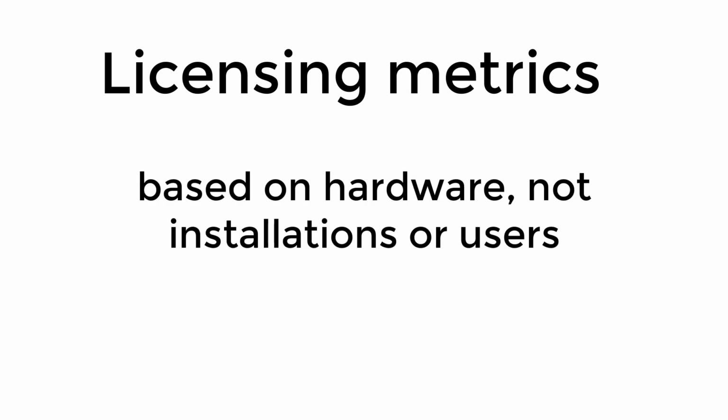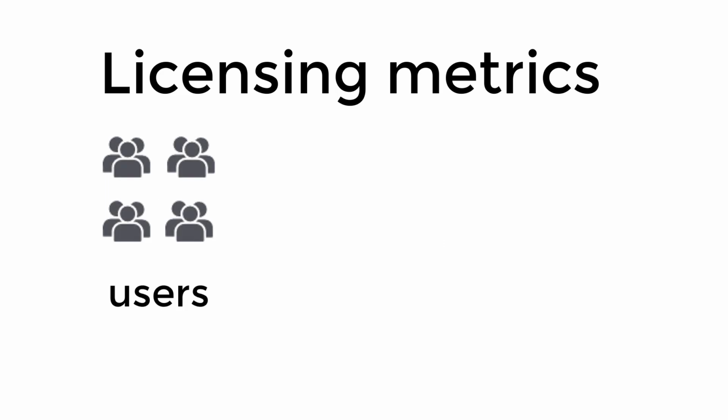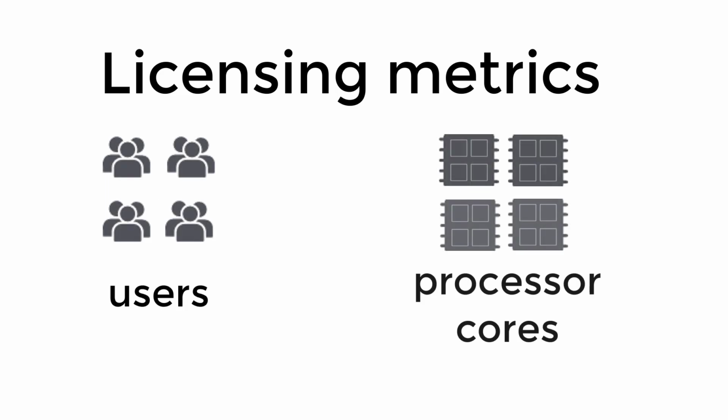Some of your enterprise software will be licensed based on the specifications of the hardware that it is installed on, rather than the number of people who use it. For example, you can choose to license SQL Server either by the number of users or by the number of processor cores that there are on the server that is running it.